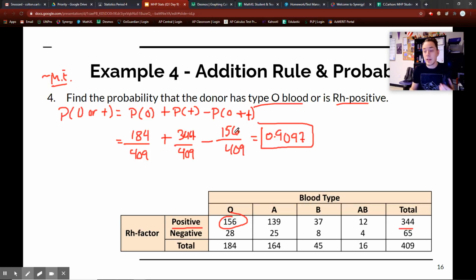By all means, guys, use your calculators. If you haven't yet picked up a TI-36X Pro at Walmart, please pick it up. It's actually like $20. If you can't afford it, then you can use Desmos.com, because on Desmos.com you can actually plug all this in.